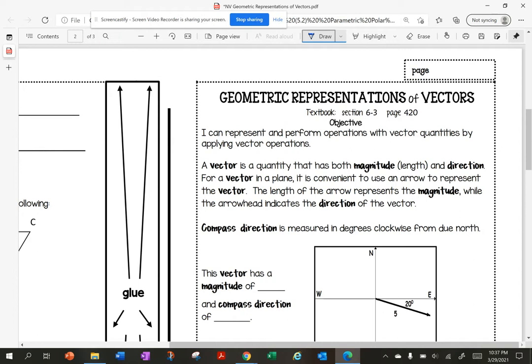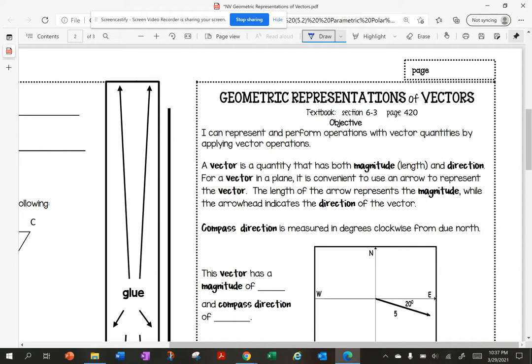By definition, a vector is a quantity that has both a magnitude and a direction. For a vector in a plane, it is convenient to use an arrow to represent the vector. The length of the arrow represents the magnitude, while the arrowhead indicates the direction of the vector.